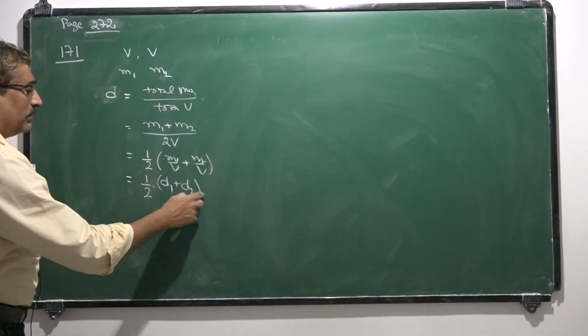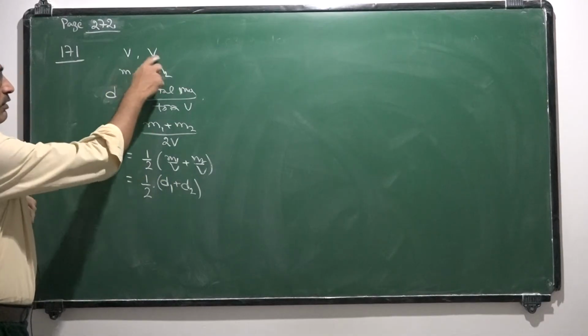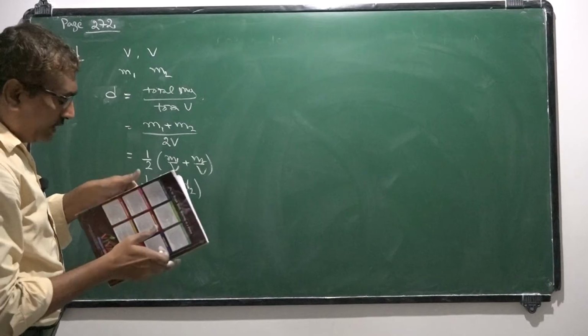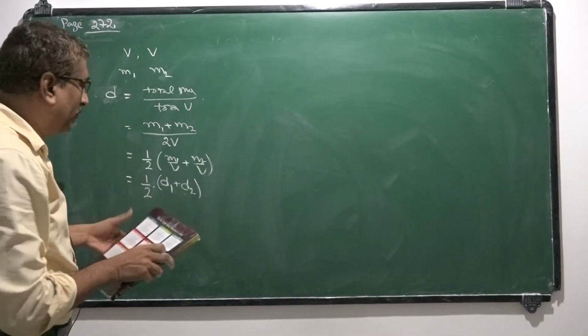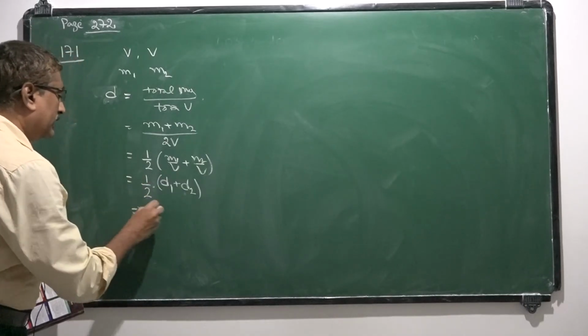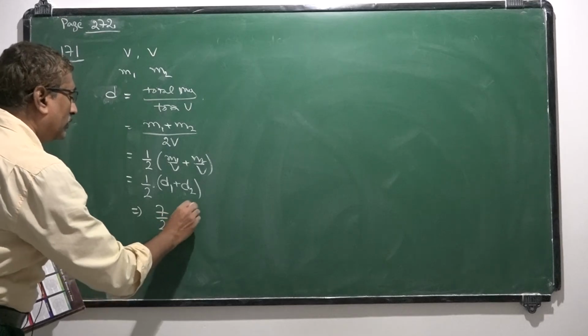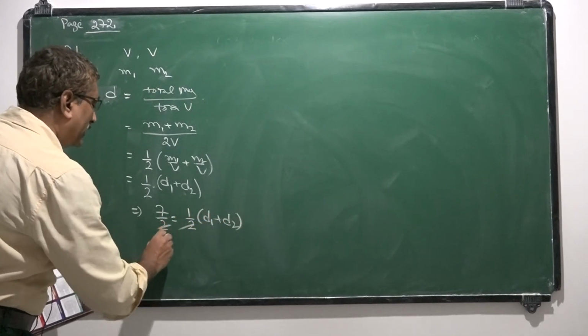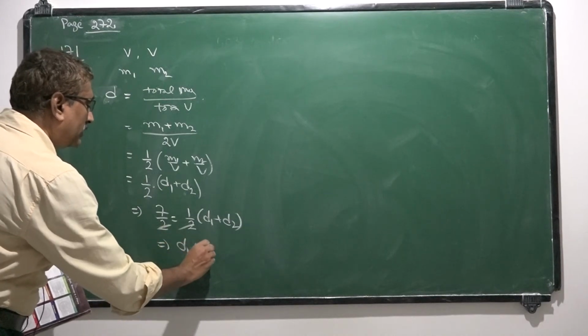When equal volumes and different masses are mixed, the specific gravity of the mixture is given as 7 by 2. So 7 by 2 is equal to 1 by 2 into (d1 plus d2). So this condition is given. So d1 plus d2 is 7.